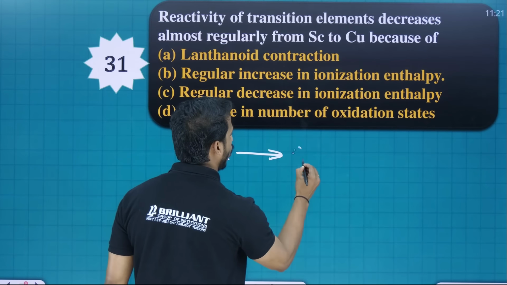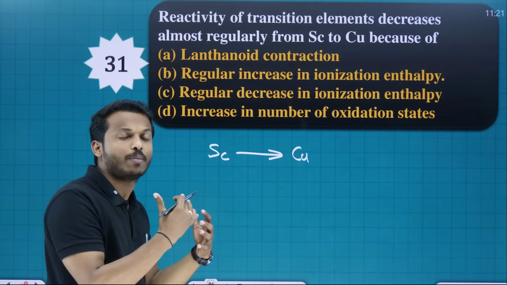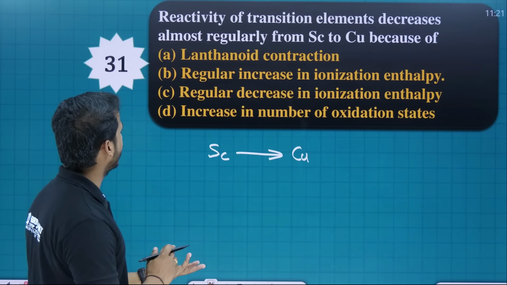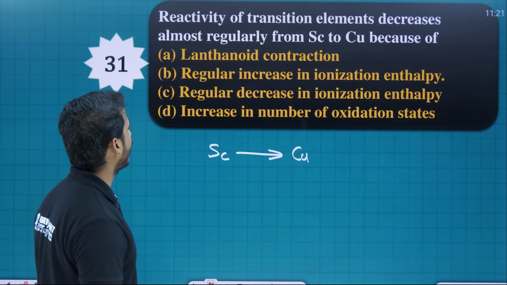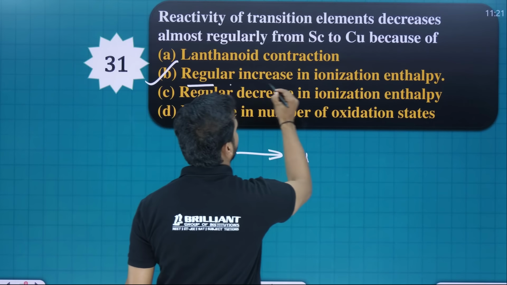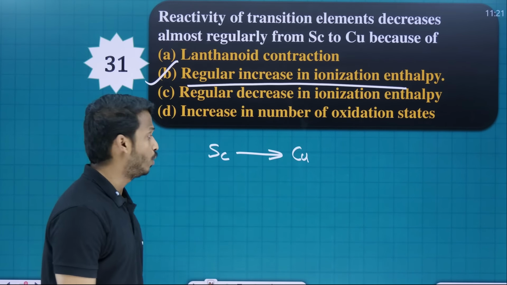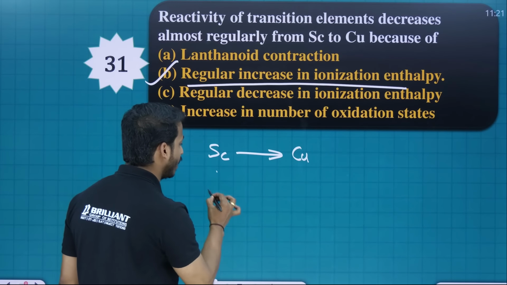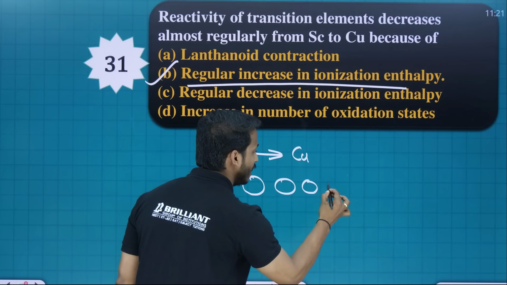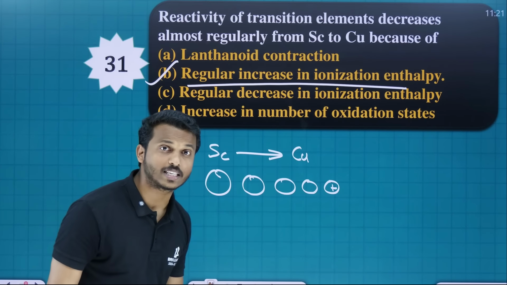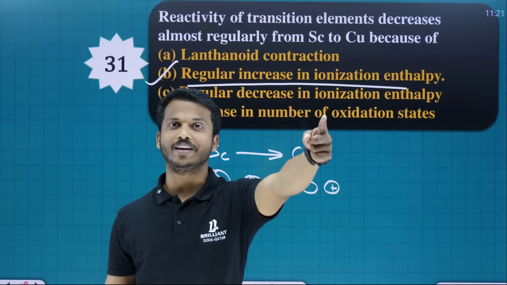Why scandium to copper? The reactivity of the metal decreases. Is it due to lanthanide contraction? No. Regular increase in atomic ionization enthalpy. Regular increase, left to right, what happened here? Left to right, atomic size decreases. Atomic size decreases means ionization enthalpy increases.